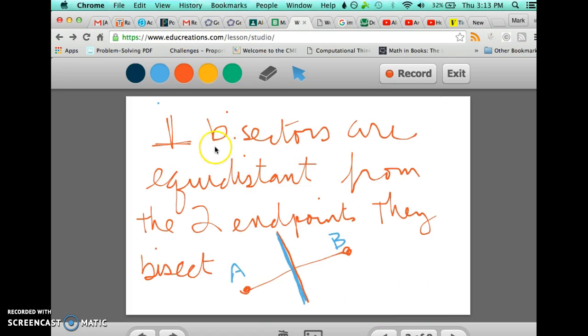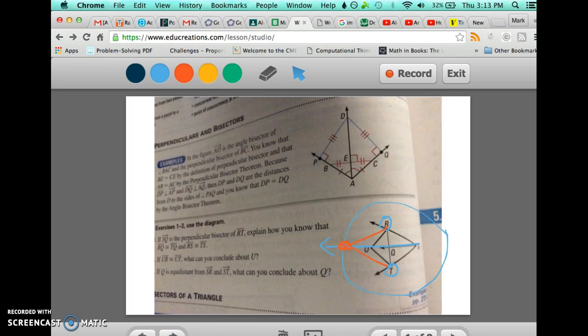Because perpendicular bisectors, that's what this is. This is a perpendicular sign, that's a B, that's an I. Sectors are equidistant from the two endpoints they bisect. All along the bisector, every point here will be equally far from A and B. So that's how you know. In the last problem, they gave us that it is a perpendicular bisector. Therefore, we know RQ is congruent to TQ because every point on here is equally distant from R and T.